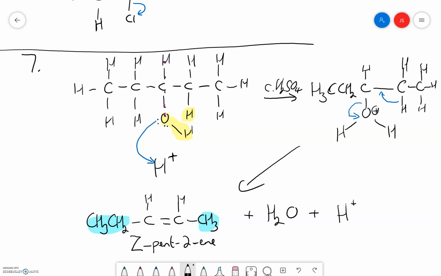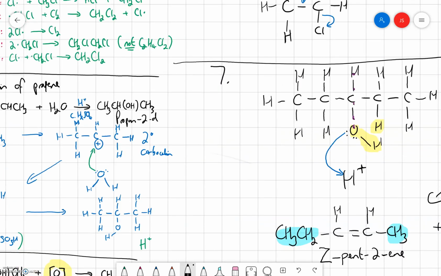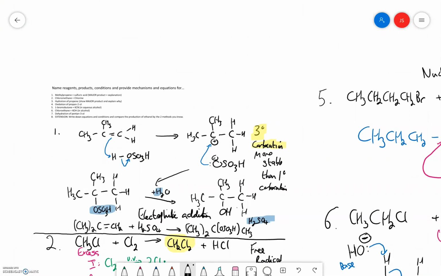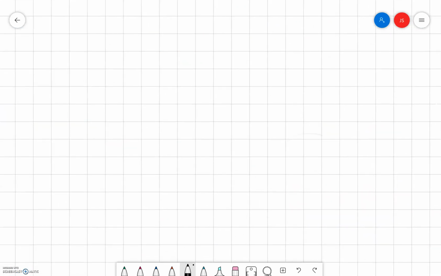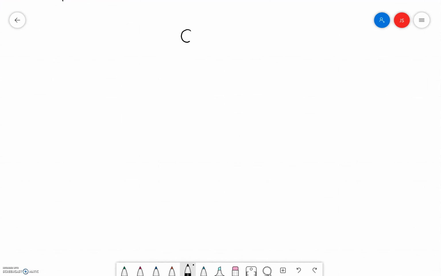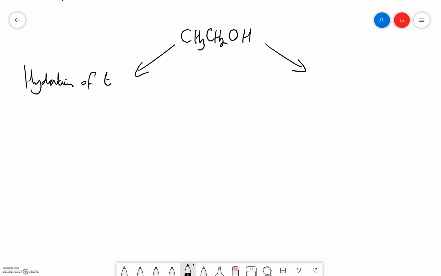Okay. Right, last question is the equations and conditions for the production of ethanol. So two ways of making ethanol. I'm just going to draw ethanol in the middle of the page, and there are two ways of making it. One is the hydration of ethene, and one is the fermentation of glucose.